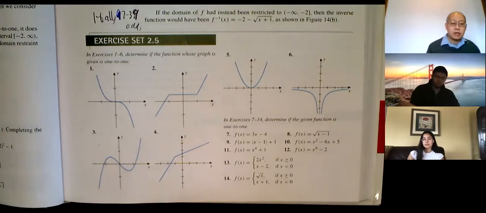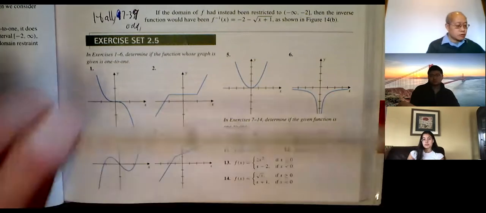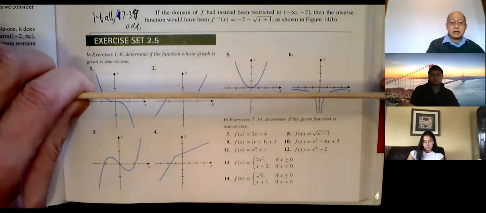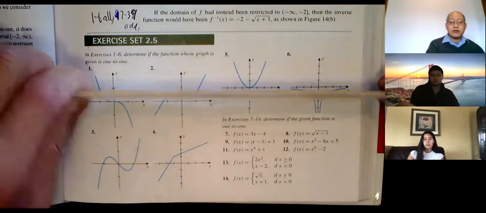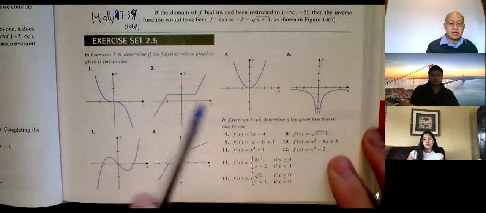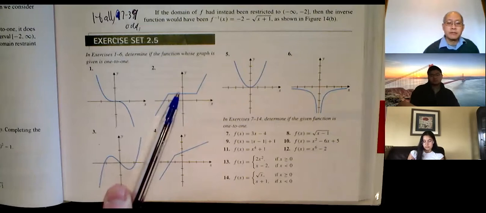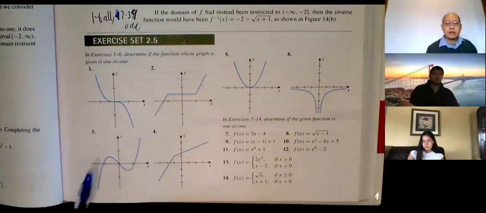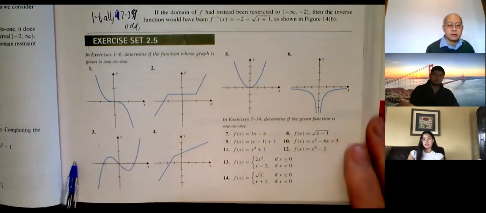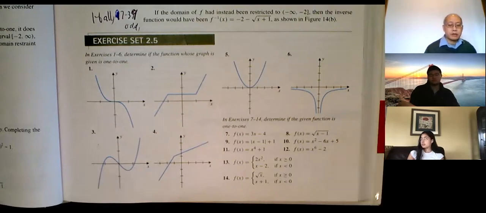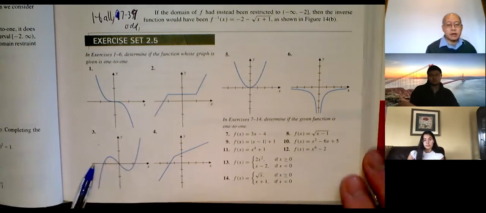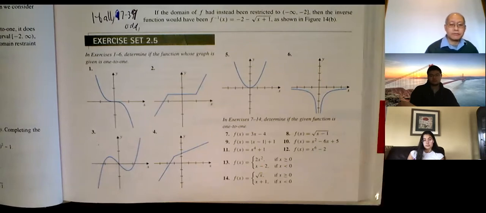Number 2, is number 2 a one-to-one function? Hint, right here, if I draw a vertical line right here, it touches in quite a few points. So 2 is a no, not one-to-one. Okay, number 3, is number 3 one-to-one? No, right? I don't have to draw it. Just look at the x-axis. That's a horizontal line, and it looks like it touches at 3 points. So 3 is not one-to-one.